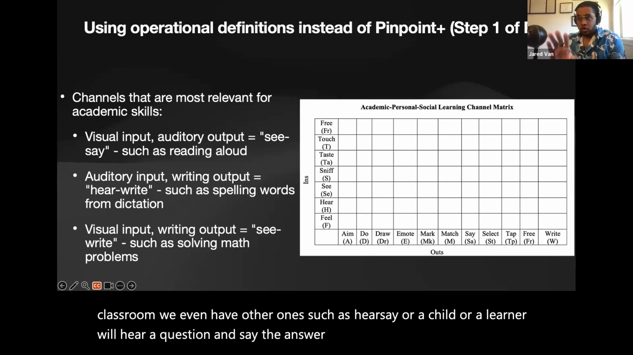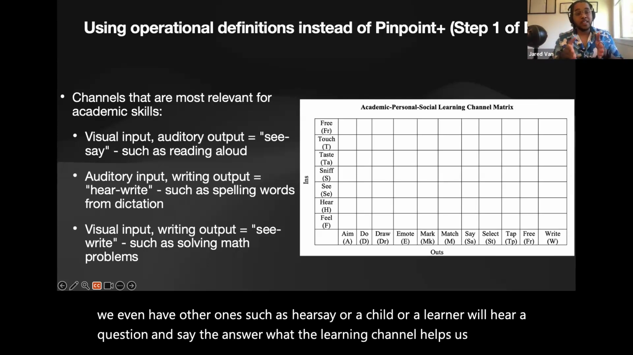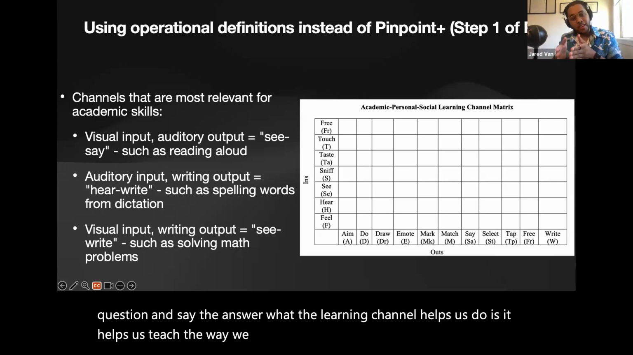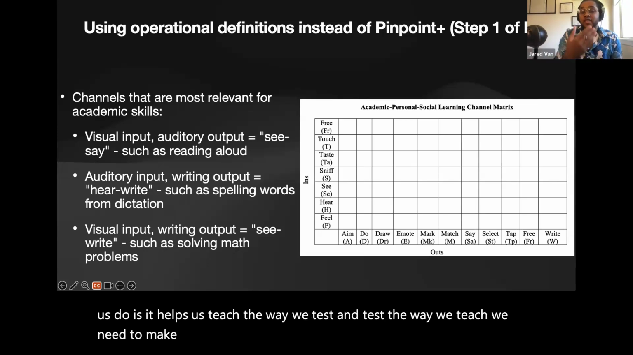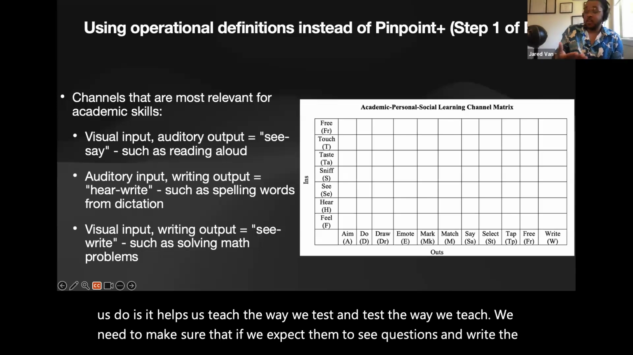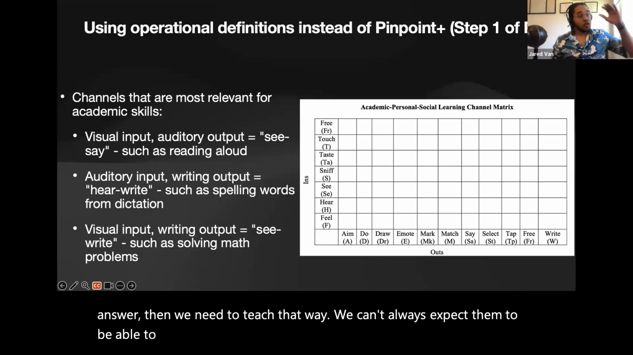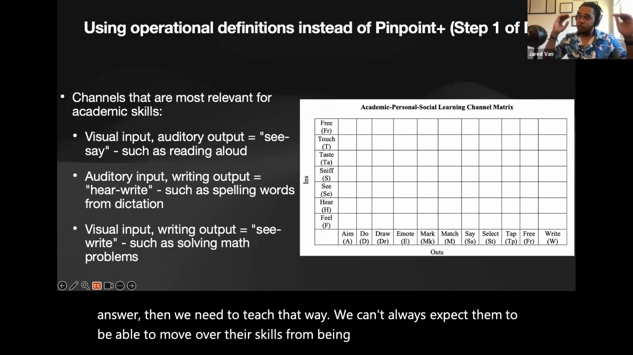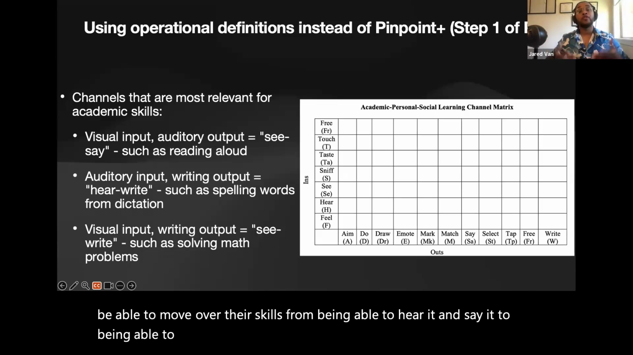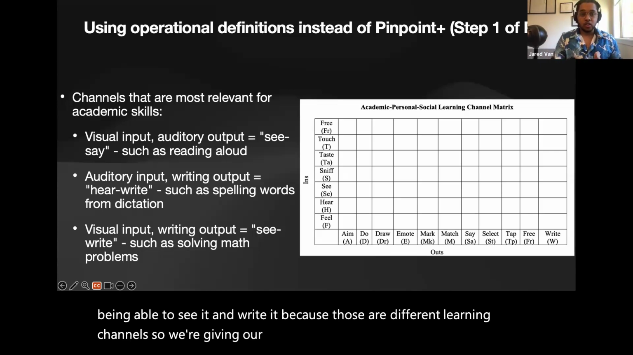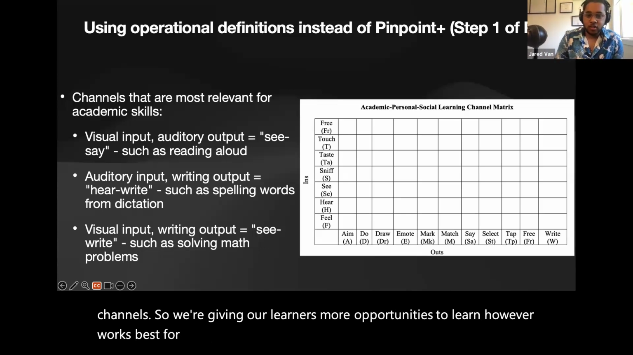What the learning channel helps us do is teach the way we test and test the way we teach. We need to make sure that if we expect them to see questions and write the answer, then we need to teach that way. We can't always expect them to move their skills from being able to hear it and say it to being able to see it and write it, because those are different learning channels. So we're giving our learners more opportunities to learn however works best for them. And there are so many benefits to using learning channels. Let's move on.